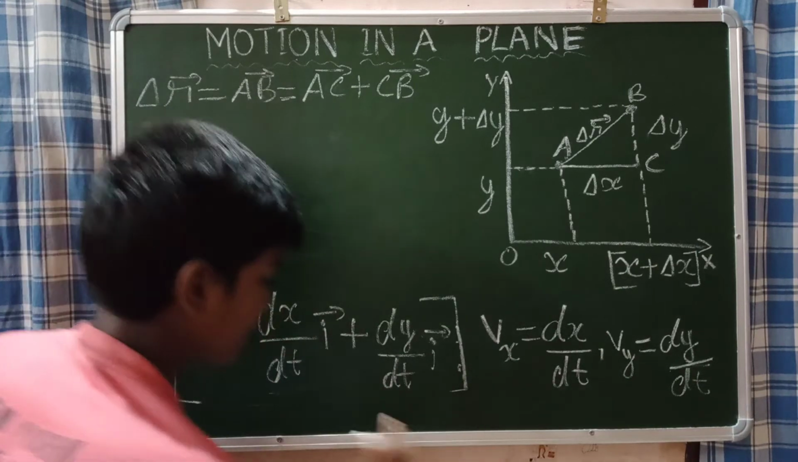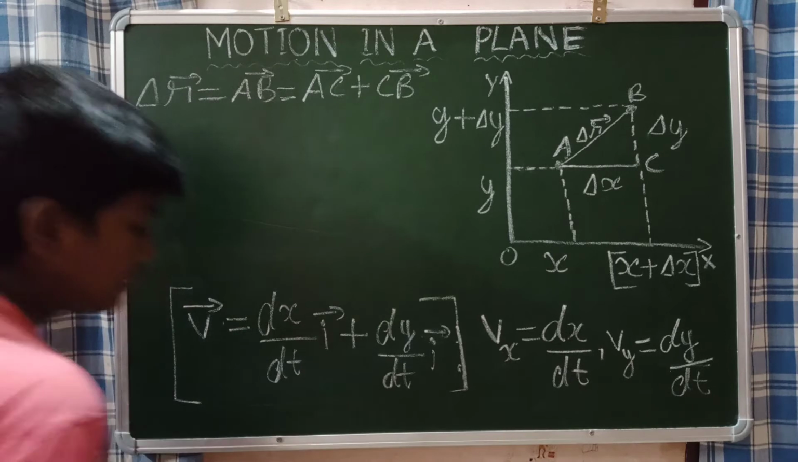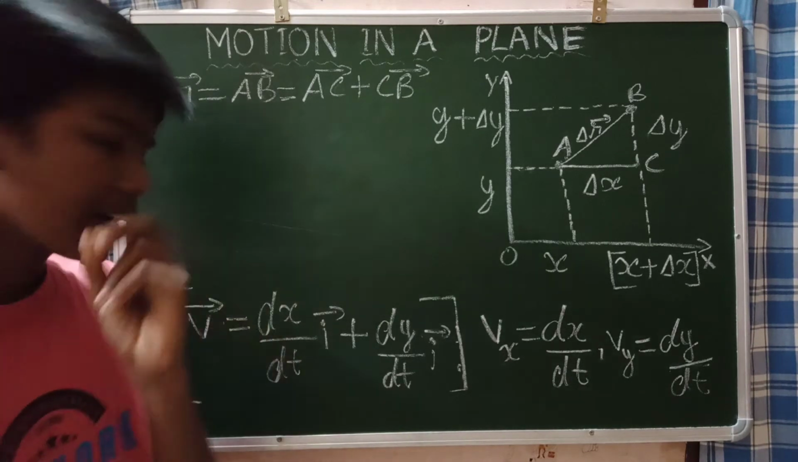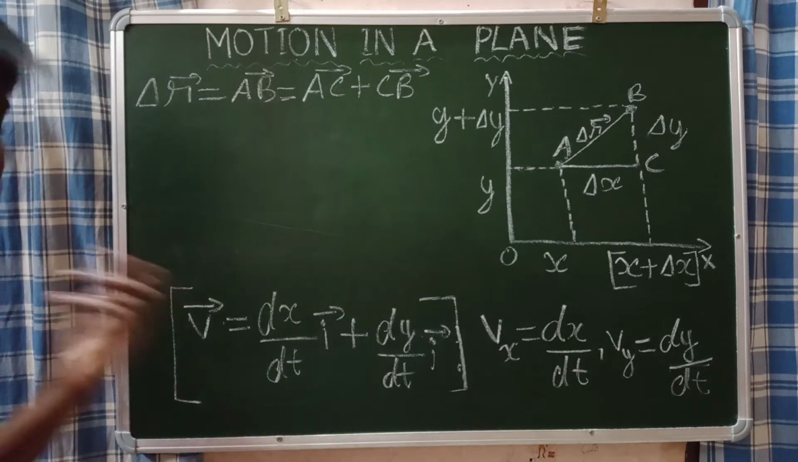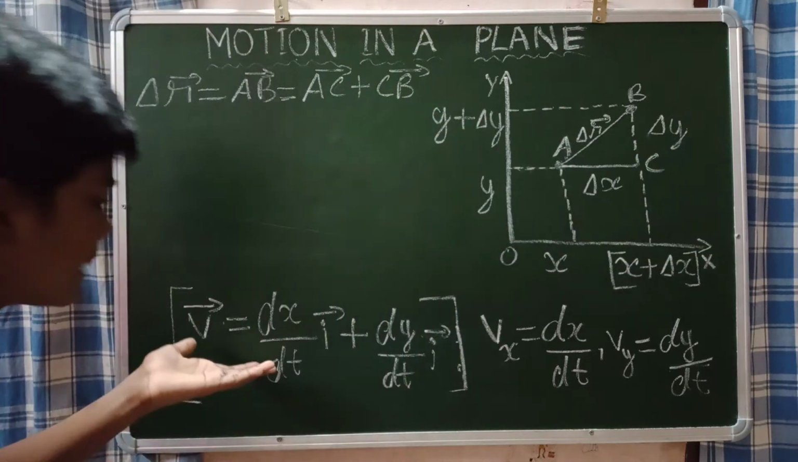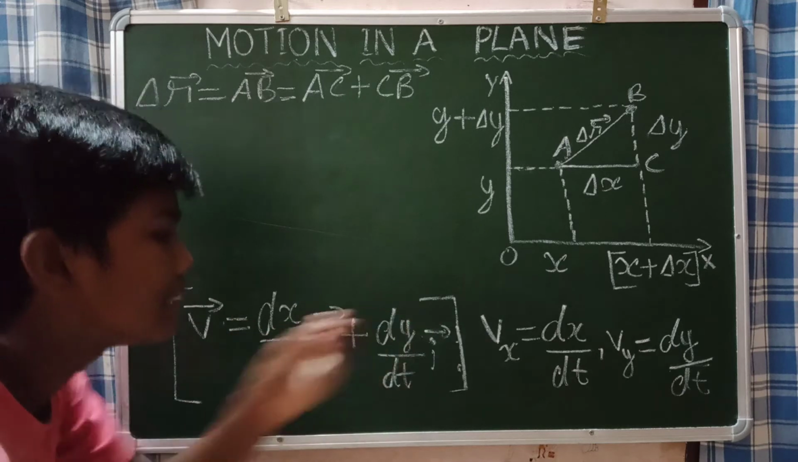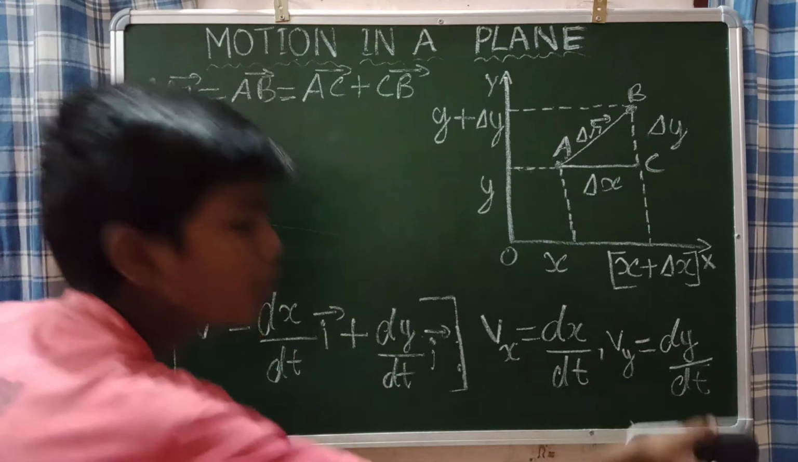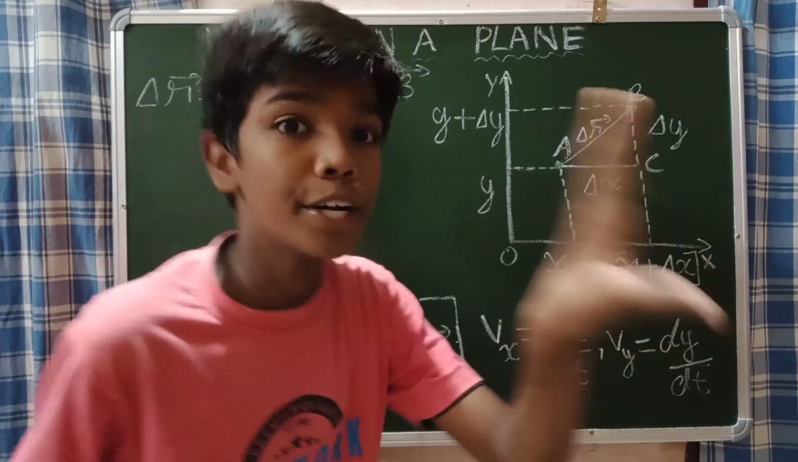By this equation I am telling you that, because you can see that the i unit vector is next to this dx by dt and the j unit vector is next to dy by dt. So wherever the i unit vector is next to it, we say it is the x component, and wherever the j unit vector is next to it, we say it is the y component. That is how I am saying this. It is a simple trick to understand.